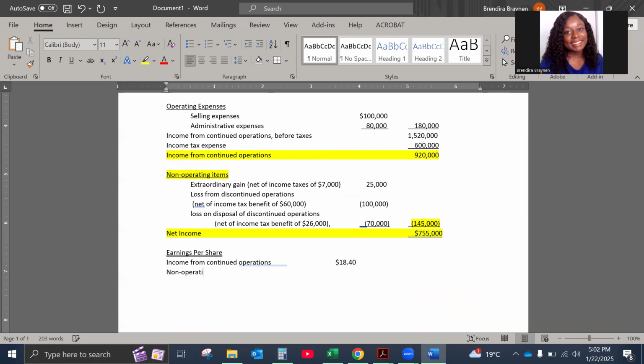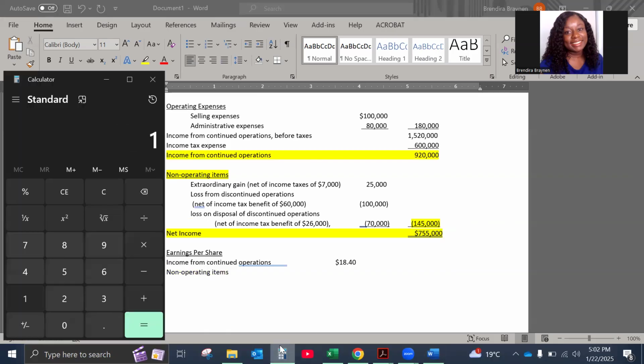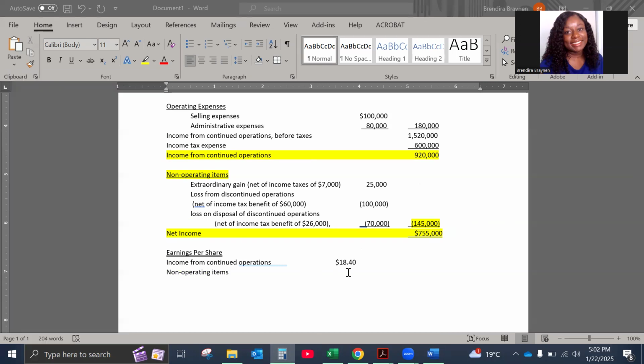Then I could put non-operating items, and I would simply do the same thing. My total non-operating items is a loss of 145. I just take that 145,000 divided by 50,000, and I'm going to get 2.9, which is the same thing as $2.90. We're writing these in dollars and cents. So $2.90. I'm just lining it up a little bit.